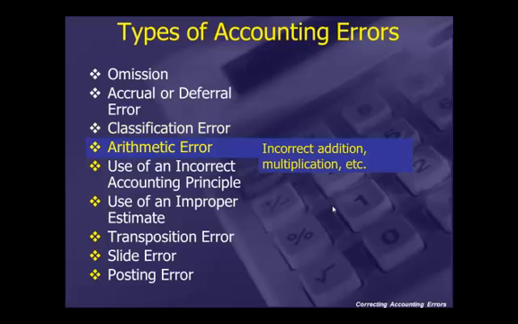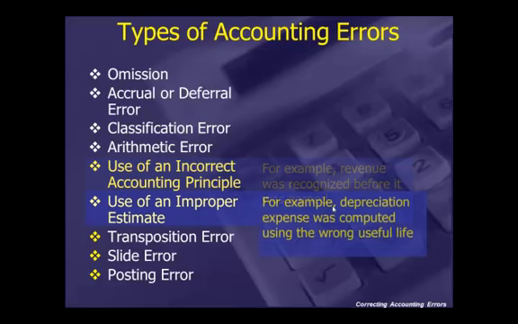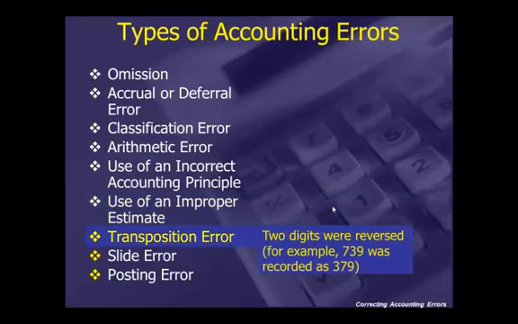Arithmetic error, you have incorrect addition, multiplication, or something else involving math. Use of an incorrect accounting principle, an example would be that revenue is recognized before it was earned. Use of an improper estimate, well, if we take a look at depreciation expense, the depreciation was computed using the wrong useful life. So a piece of equipment should have had a 5-year life, and we computed it using a 4-year life. Transposition error, 2 digits were reversed.